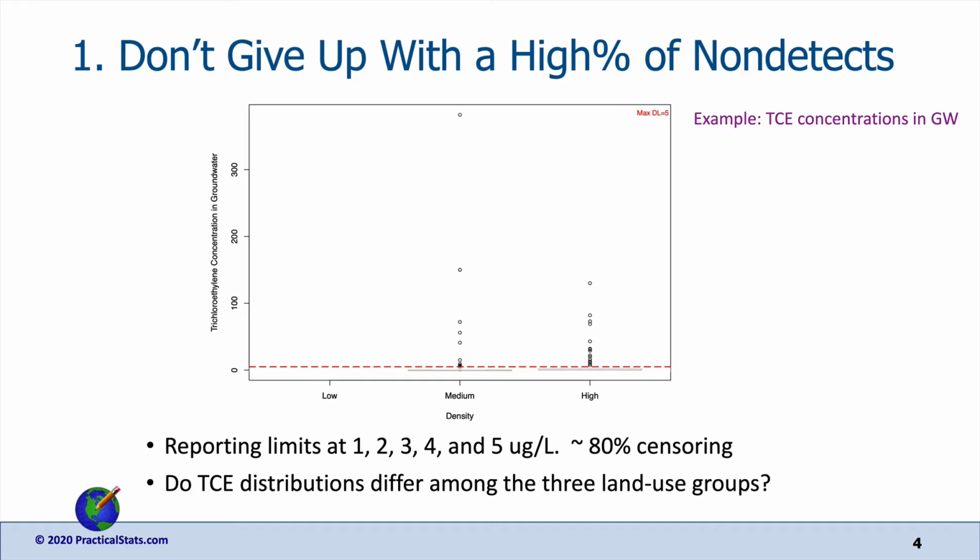Here's a data set, TCE concentrations in groundwater. Approximately 80% of the data overall are censored. There were 5 reporting limits: 1, 2, 3, 4, and 5 micrograms per liter. For the low density residential areas, there are no values above the highest detection limit of 5 micrograms per liter. For the medium density residential area, about 10% of the data are above 5 micrograms per liter. And with the high density residential group, about 20% of the data are above 5. So the question is, do the TCE distributions differ among the 3 land use groups?